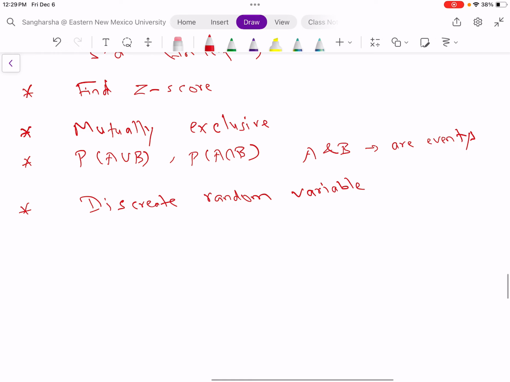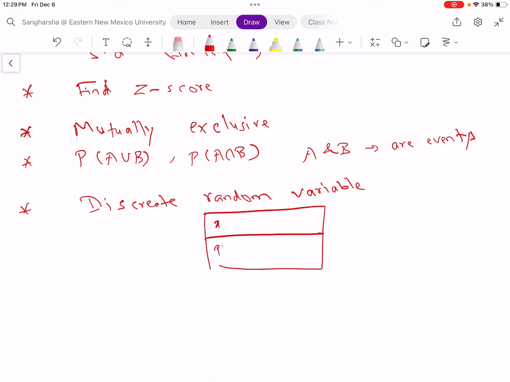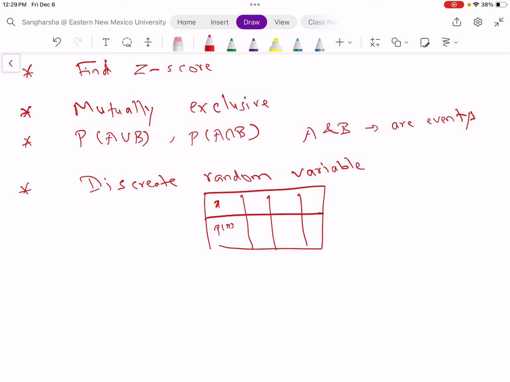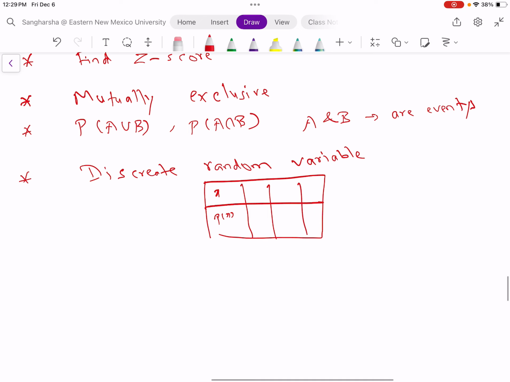It's a table. So you will have a table with x or P of x. This is one of the ways to represent the probability distribution of a discrete random variable. And if you have this, you will be asked to find E of x, which is the expected value. So you must know how to find expected value. You must know how to find this standard deviation.